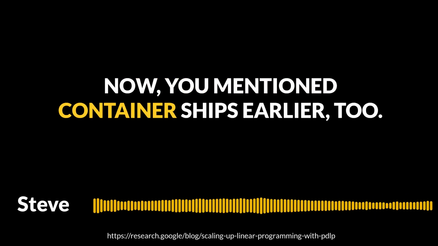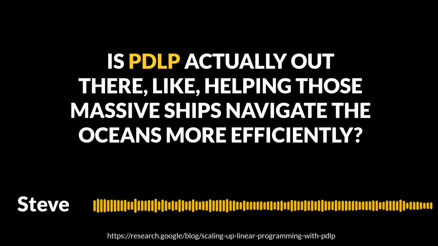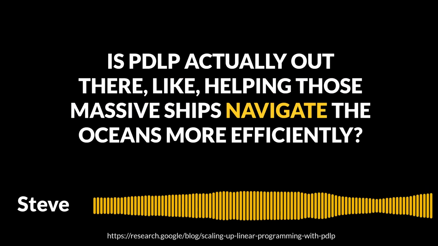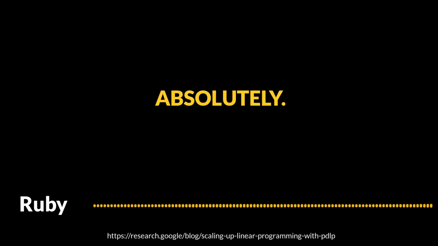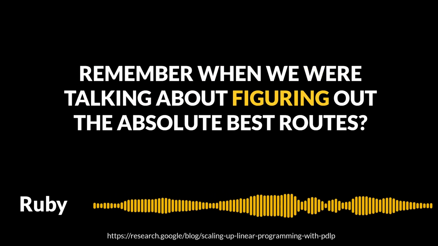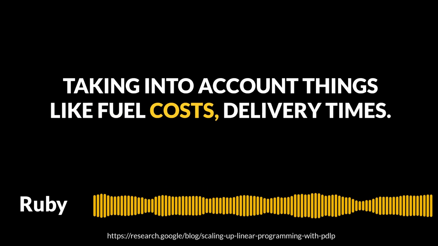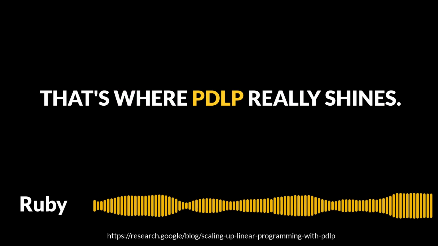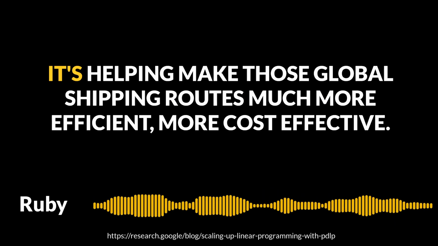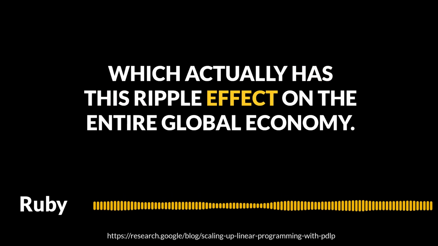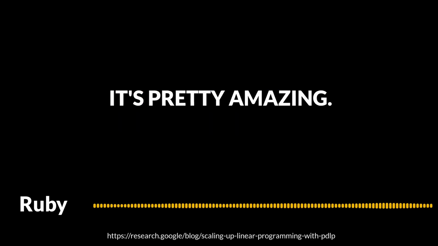Yeah. Now, you mentioned container ships earlier, too. Is PDLP actually out there, helping those massive ships navigate the oceans more efficiently? Absolutely. Remember when we were talking about figuring out the absolute best routes? Yeah. Taking into account things like fuel costs, delivery times. That's where PDLP really shines. It's helping make those global shipping routes much more efficient, more cost-effective, which actually has this ripple effect on the entire global economy. It's pretty amazing.